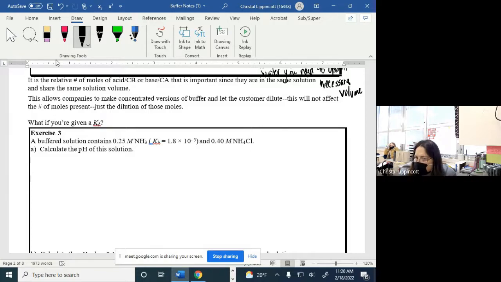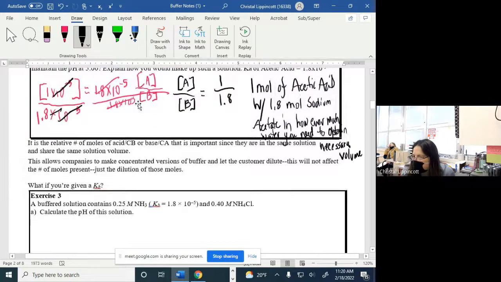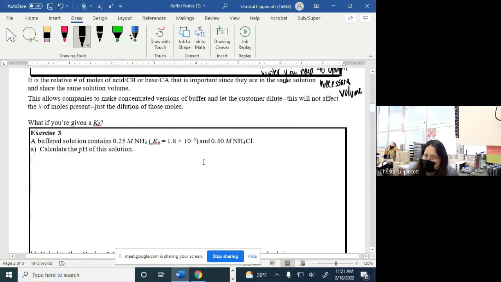This allows companies to make very concentrated versions of buffers and just let the customers dilute it. It doesn't matter what the volume is, as long as you have the right ratios. Like here, it doesn't matter how much water we add in, we have the right amount of moles. They have the acetic acid and the sodium acetate together in the same stuff, and you can add in whatever volume of water you want. It doesn't matter, because the moles are in the right ratios.